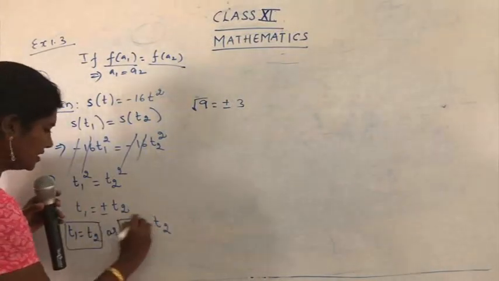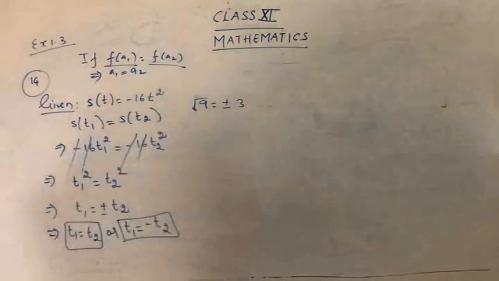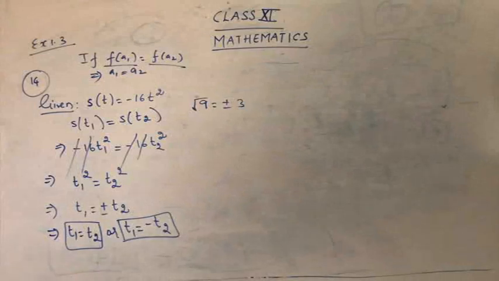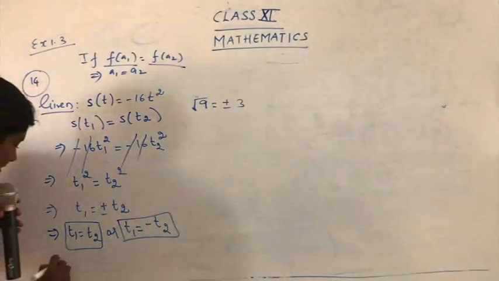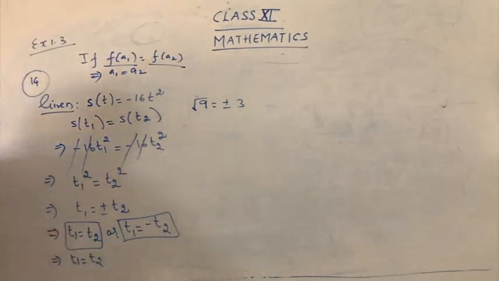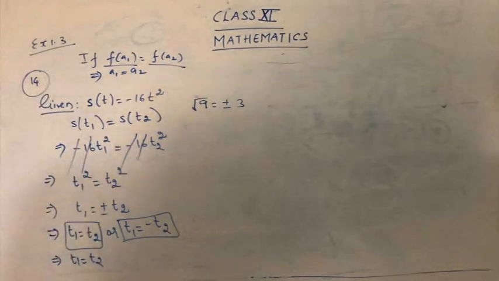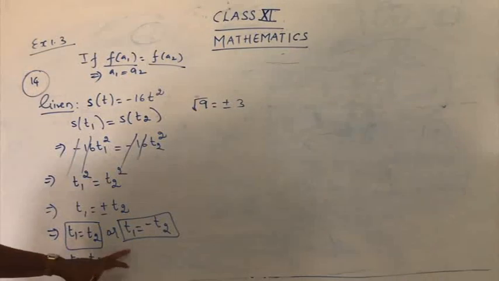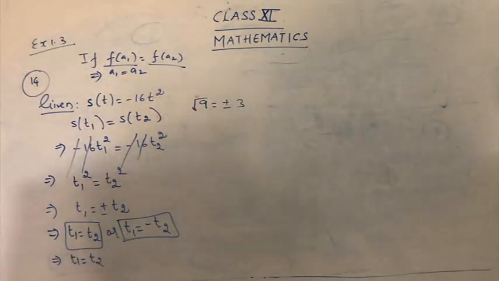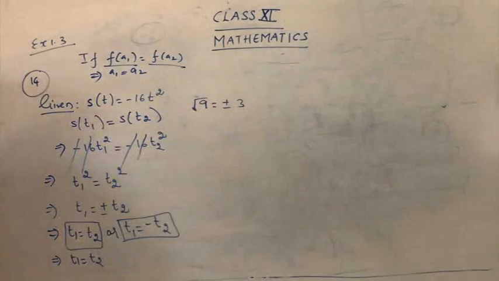So we have two answers with us. What are the two answers? T1 is equal to T2 and T1 is equal to minus T2. Now which option are you going to choose here? We have to choose the first option, that T1 is equal to T2. I'll tell you why. Since t determines the time, the time is never taken as negative. We never take a negative timing, yes. So you have to take a positive one. So you get T1 is equal to T2.